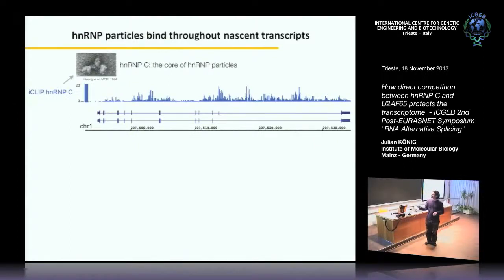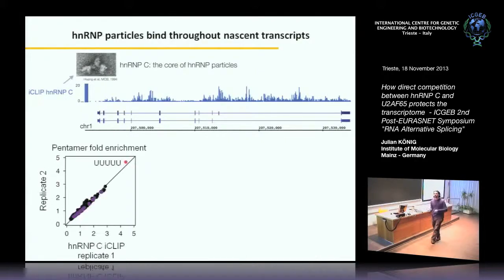Now, when we do CLIP with it, what we can observe is that here on this candidate gene it binds all along the pre-mRNA, where all these peaks indicate high affinity binding sites of the protein. We also learned from the data that hnRNPC seems to be specifically binding to uridine tracts, and in particular very long uridine tracts. So we observe highest affinity for tracts longer than 9 uridines in a row.